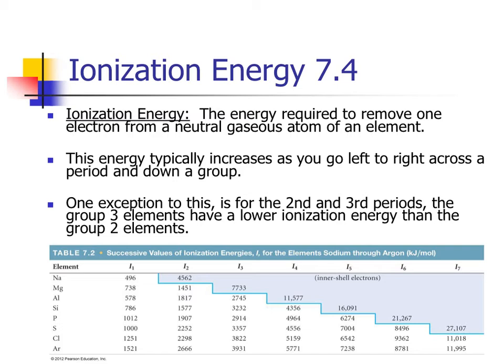Now, ionization energy is a trend on the periodic table. It is opposite of that of atomic radius. So if the atomic radius gets bigger, that means the ionization energy is going to get smaller. Meaning a small ionization energy means that it's going to be easy to pull an electron away.